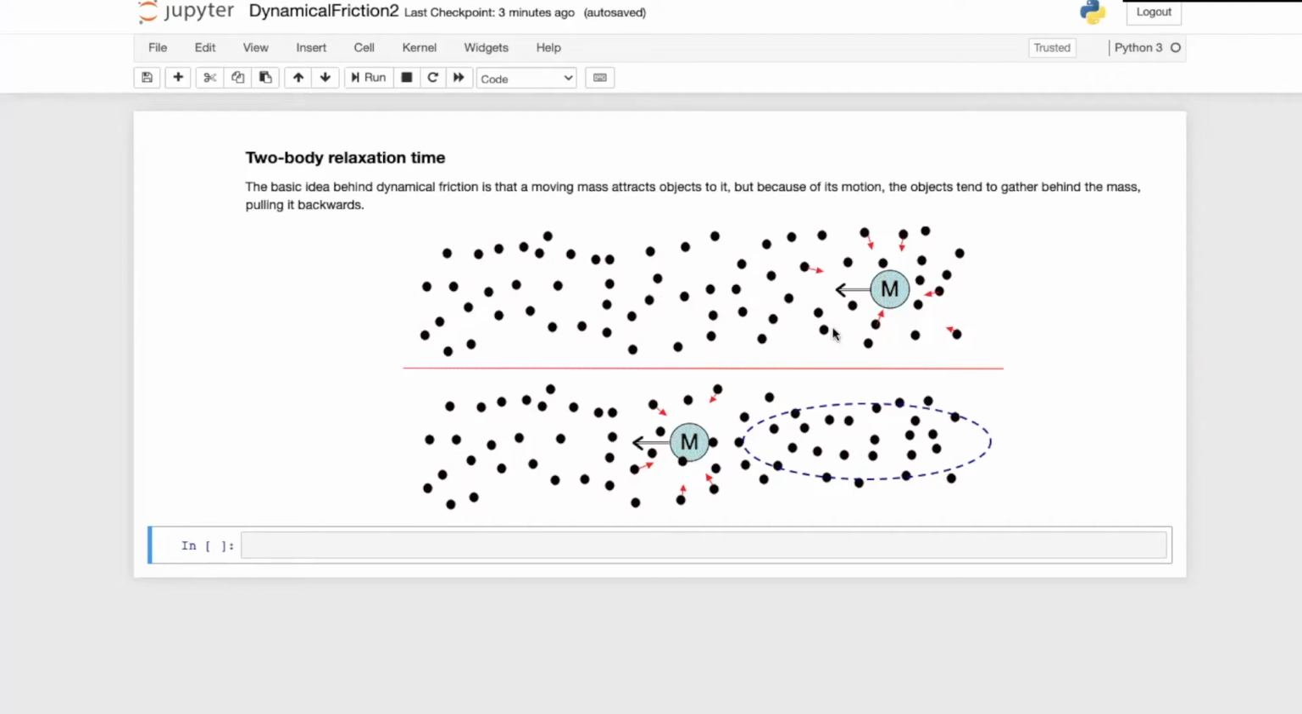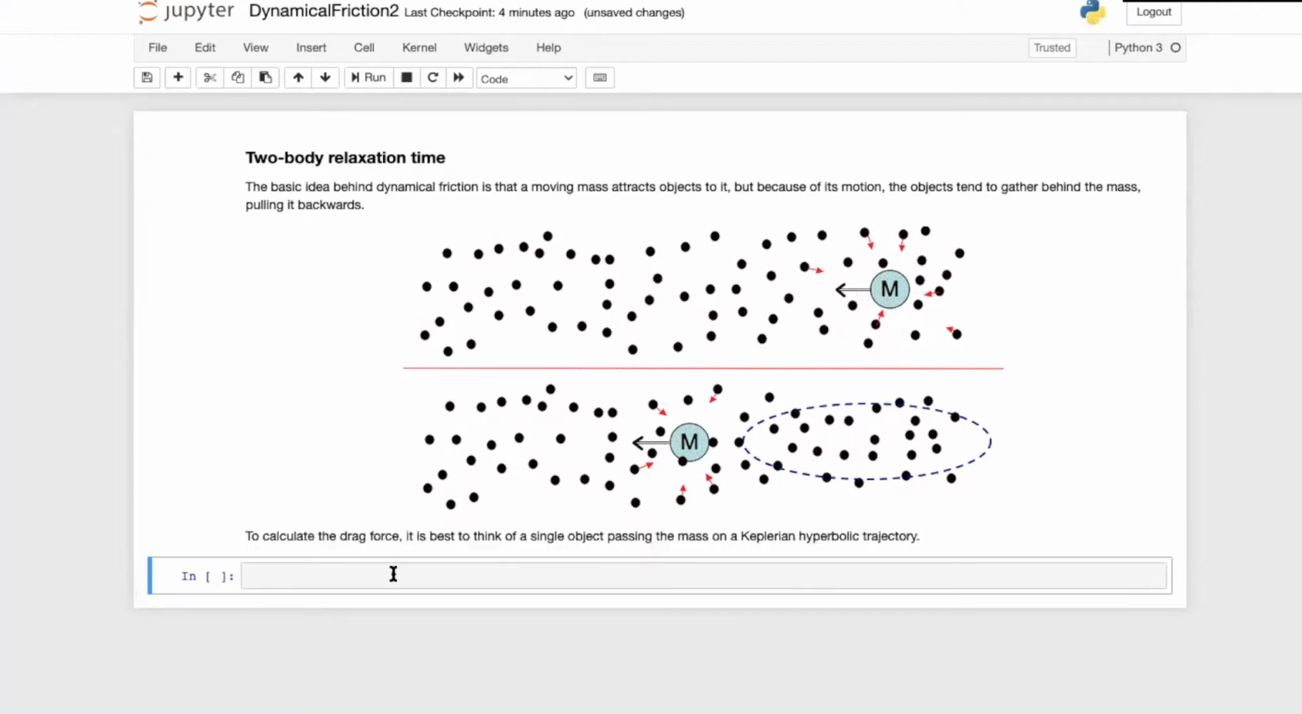The basic idea behind dynamical friction is that a moving mass attracts objects to it, but because of its motion, the objects tend to gather behind the mass, pulling it backwards. To calculate the drag force, it is best to think of a single object passing the mass on a Keplerian hyperbolic trajectory, and then sum up the results of the many encounters.